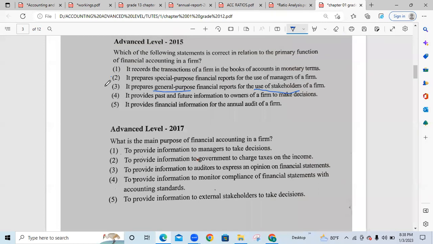First one, it records transactions in the firm, in the books, accounts in monetary terms. They are trying to say it's financial information, because financial information only you record in monetary terms. It's not the financial accounting process. They're saying it's the financial information you record. Next one, it prepares special purpose. Management accounting objective. Third one, it prepares general purpose, guys. This is only a financial accounting objective.